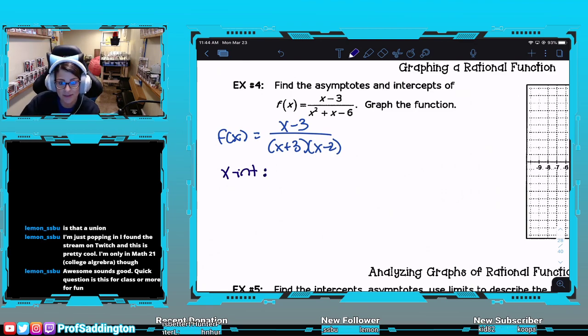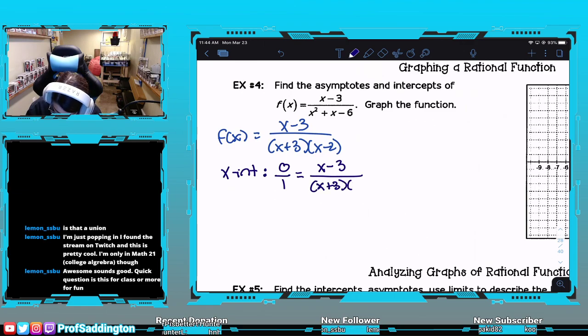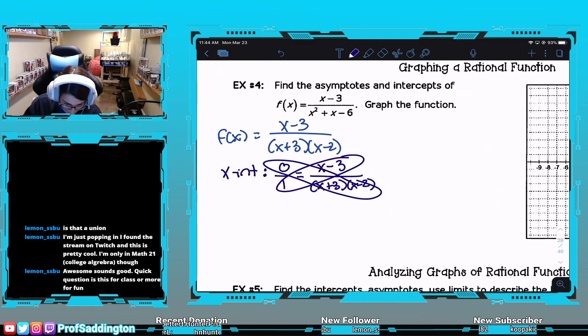So our x-intercept means our y value is equal to 0. So I'm going to have 0. I'm just going to put it over 1 so we see that math a little bit nicer. Over x plus 3, x minus 2. If we cross multiply, there we go. We get, that cancels out. 1 equals. Oh wait, not 1 equals.